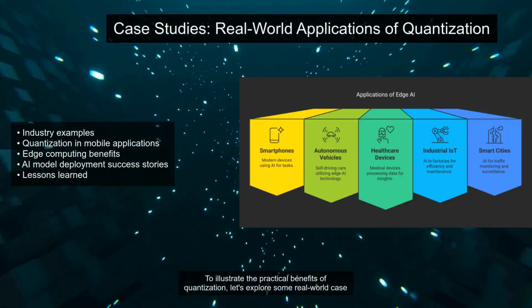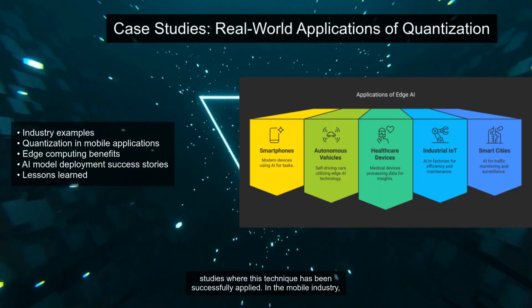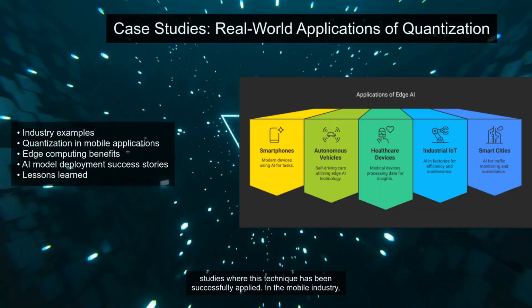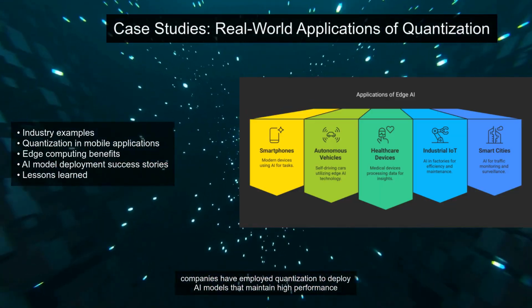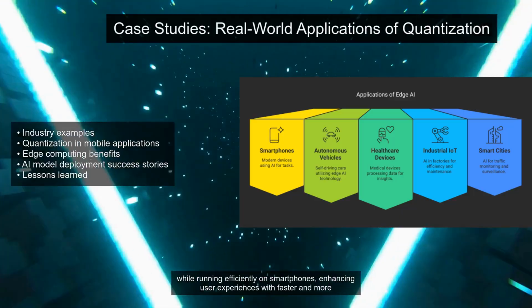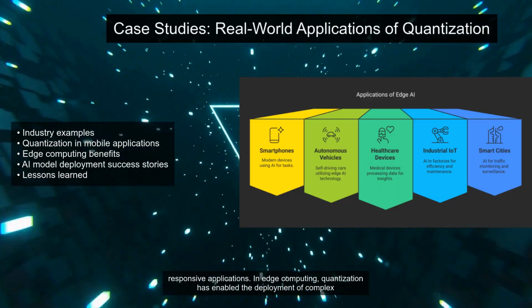To illustrate the practical benefits of quantization, let's explore some real-world case studies where this technique has been successfully applied. In the mobile industry, companies have employed quantization to deploy AI models that maintain high performance while running efficiently on smartphones, enhancing user experiences with faster and more responsive applications.